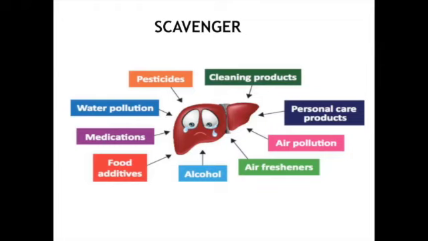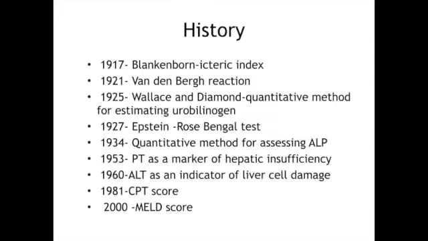Jaundice is one of the symptoms of liver disease. I will come to jaundice a bit later. Coming to the history of jaundice, even though jaundice was described way back in the Hippocrates era, the actual research on jaundice started only in the 20th century. In 1921, Van den Bergh described the reaction to estimate serum bilirubin.